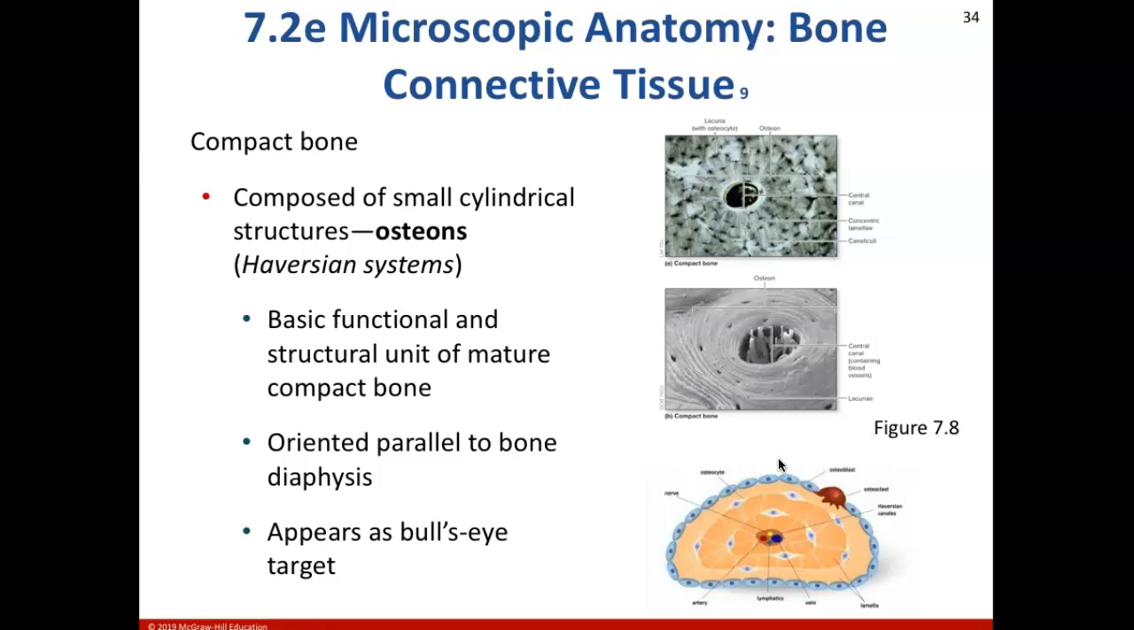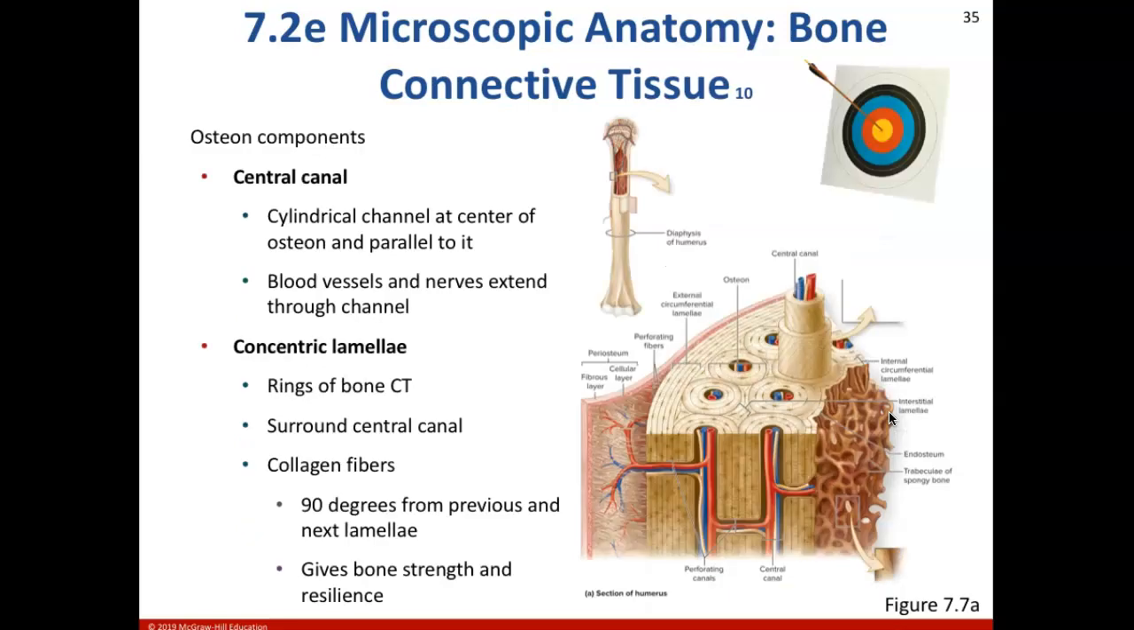You'll see that these are oriented parallel to the bone diaphysis, which we'll see in the next slide, and they appear to look like a bullseye target, which you can see pictured over here. And this is what we mean by saying it is parallel to the bone diaphysis. So let's start looking at some of the components of an osteon.